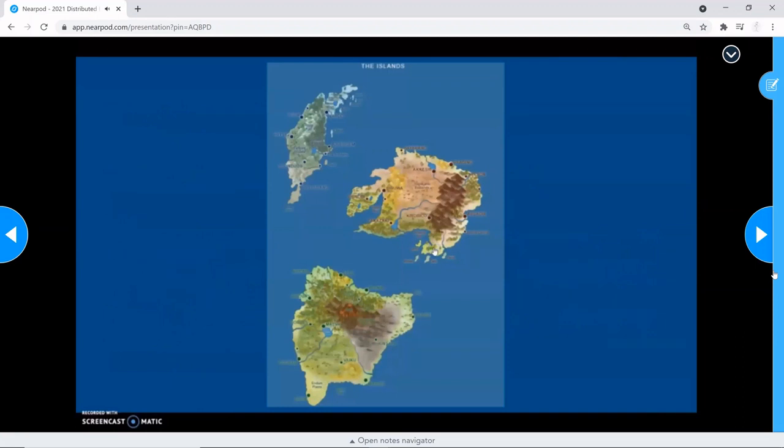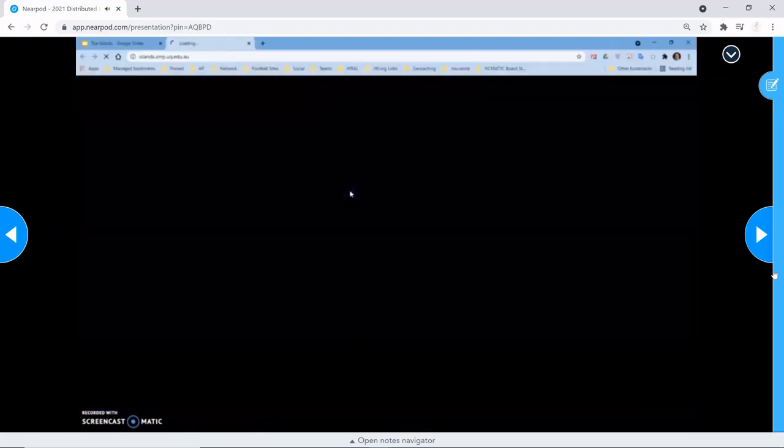Here's a small map of the Islands. You see there's 3 different ones. Each island has a different climate and a slightly different population, so you could do some comparative studies there. But let's get right into the Islands.